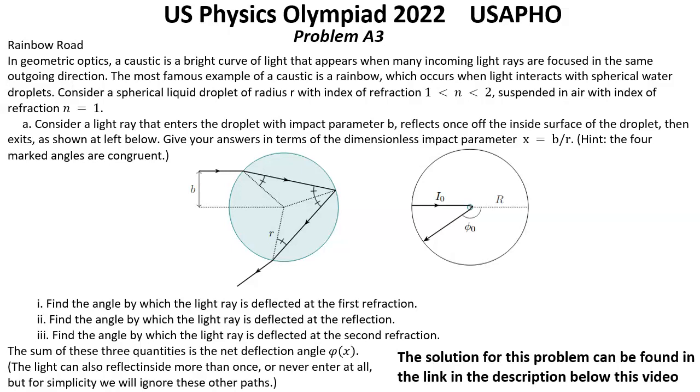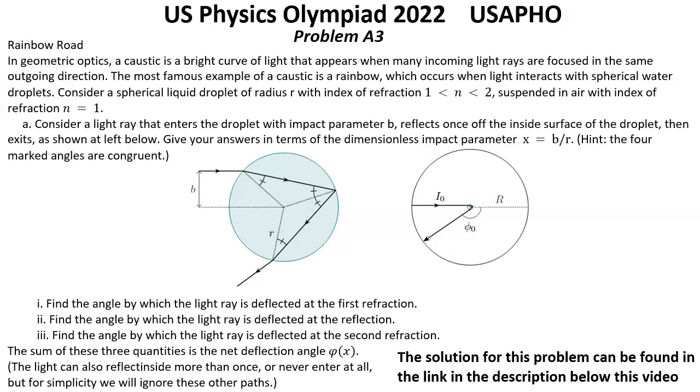Hint: the four marked angles are congruent. First, find the angle by which the light ray is deflected at the first refraction. Second, find the angle by which the light ray is deflected at the reflection. Third, find the angle by which the light ray is deflected at the second refraction. The sum of these three quantities is the net deflection angle phi as a function of x.